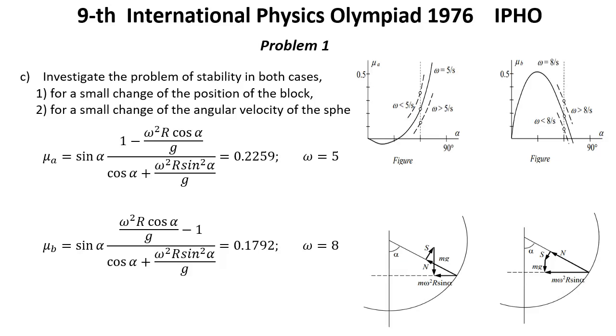We see that in all cases, when the body tries to go one way, it will stay there. If it's going the other way, it will go further. So that was the main reasoning for question number C. That was the solution for question number C, and for the whole problem 1.